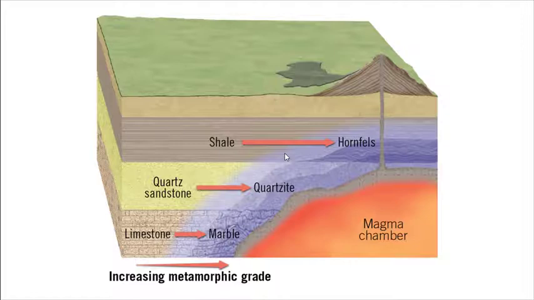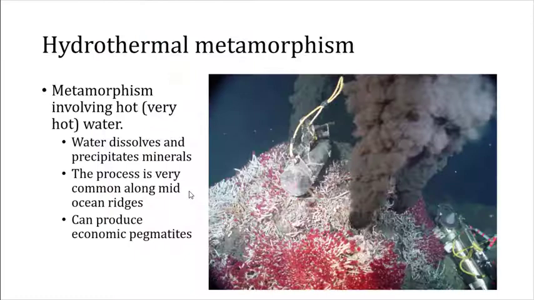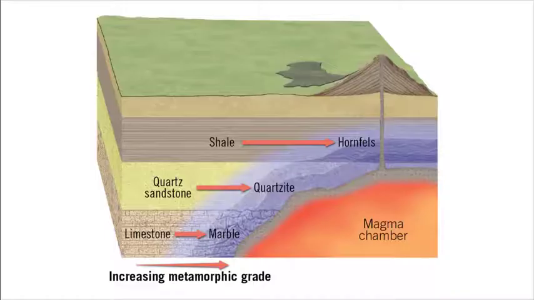So we can talk about metamorphic grade. Oh, sorry, we are going to talk about hydrothermal metamorphism because it's kind of cool. But let me back up. Different sedimentary rocks when exposed to this heat will make different metamorphic rocks, right? So the shale, if it's exposed to that magma chamber, will make hornfels. That quartz sandstone, you'll get that pressure solution from the melt, the heat, and the little bit of pressure, you'll get quartzite. Or that limestone will turn to marble, right?